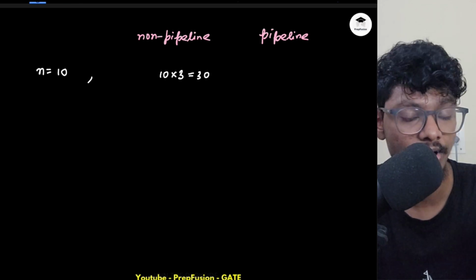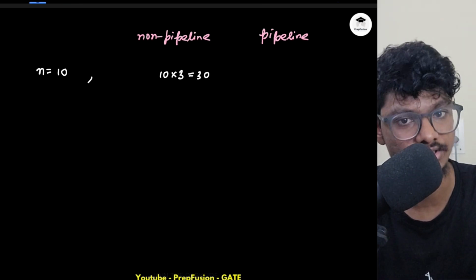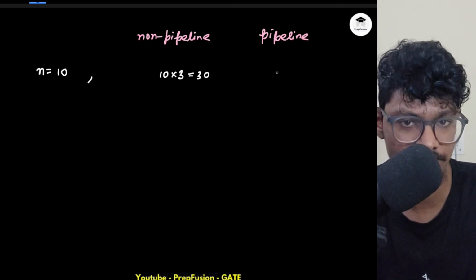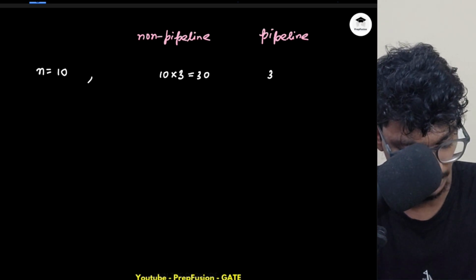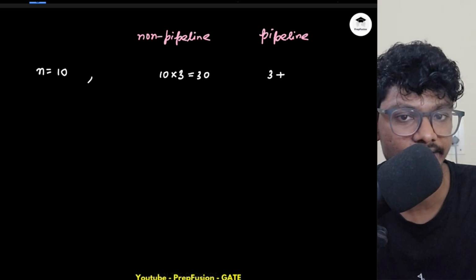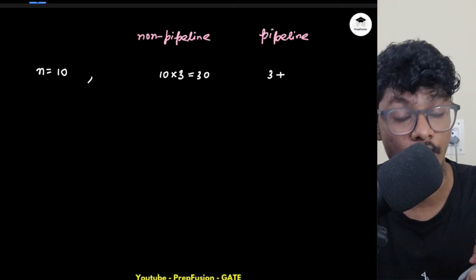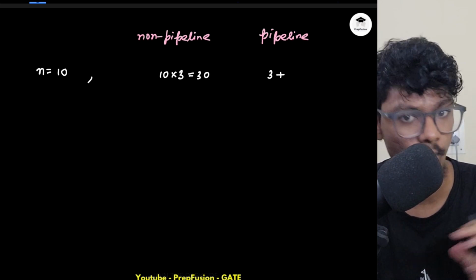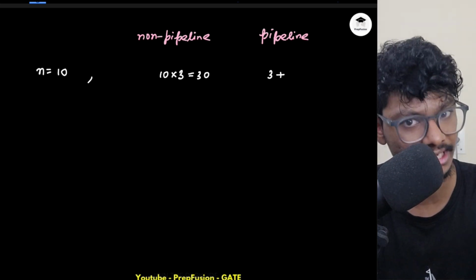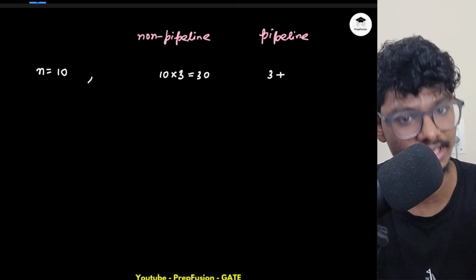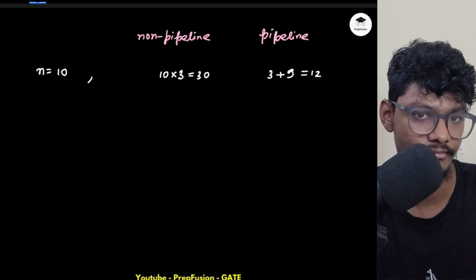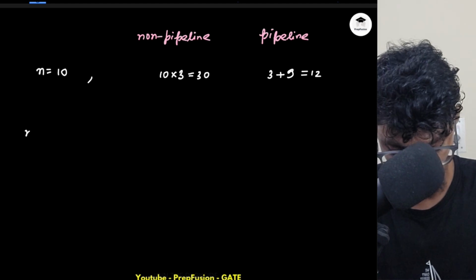But for pipeline, how many cycles will it take me? For pipeline, the first instruction will take a total of 3 cycles. Fine. But then how many cycles will it take? Just 1 cycle for each instruction. How many instructions are left? N minus 1. In total I have 10 instructions. 1 has been executed, 9 I have left. That is n minus 1, that is 10 minus 1, which is 9. So it will be 3 plus 9, that is 12.